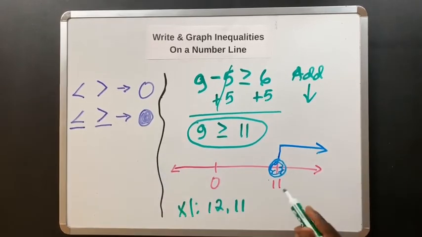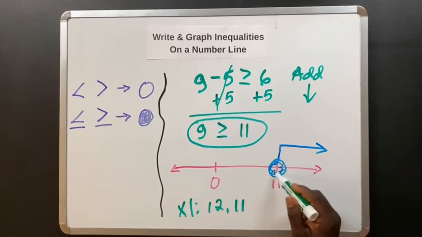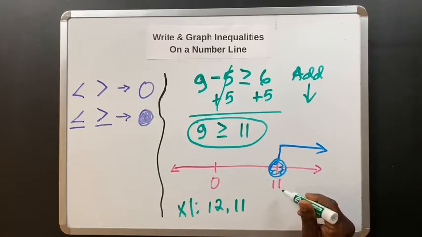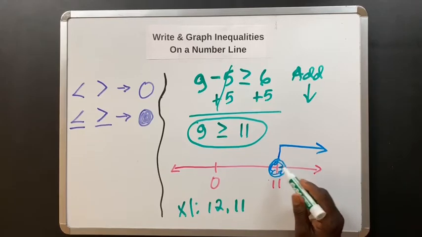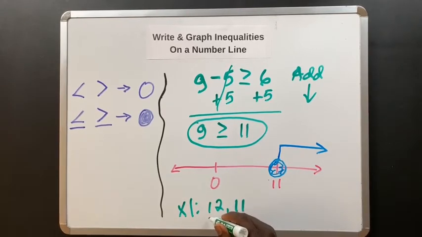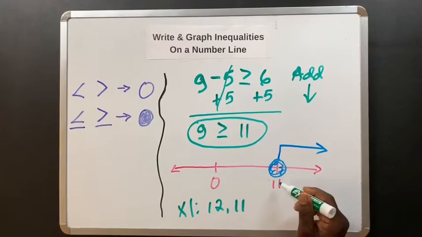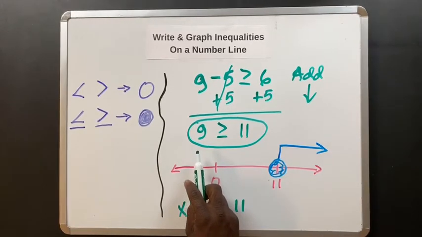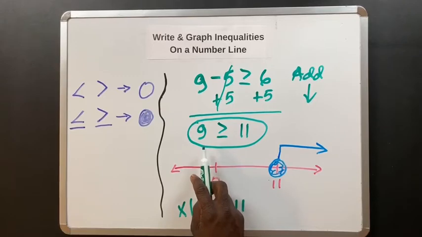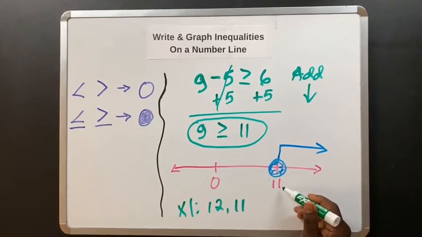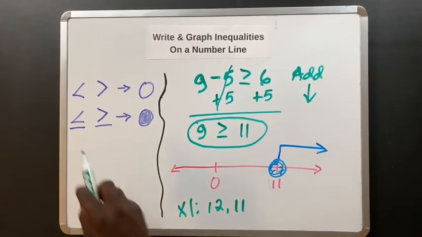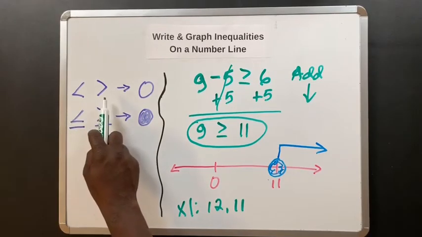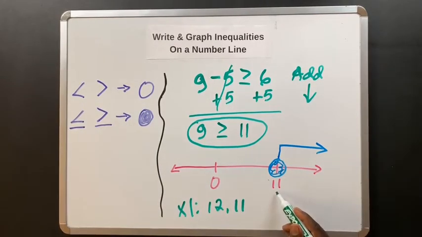In other words, when you have a closed circle, the number where you have the closed circle is included in your solution set. Because if I plug it in, I get 11 is not greater than 11, but 11 is equal to 11. So yes, 11 is a solution. If I had less than or equal to, it would not include that number as a solution. Okay?